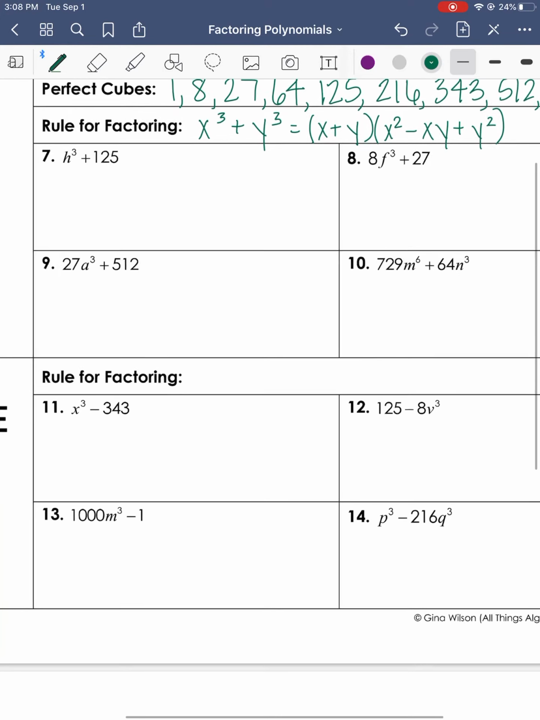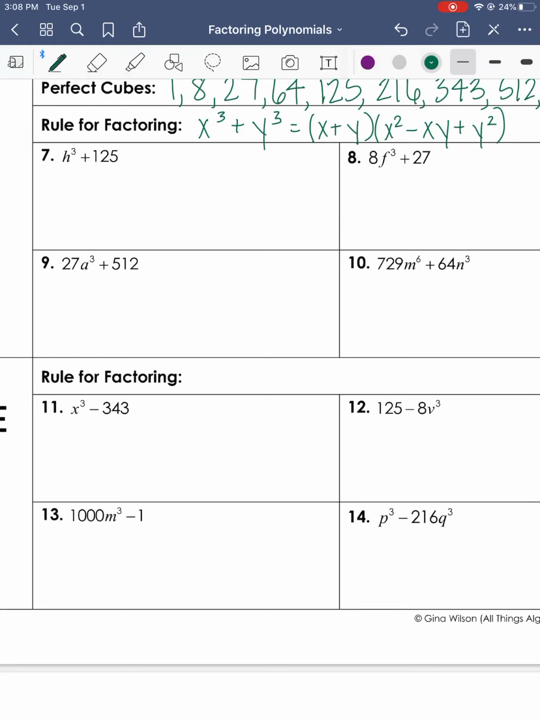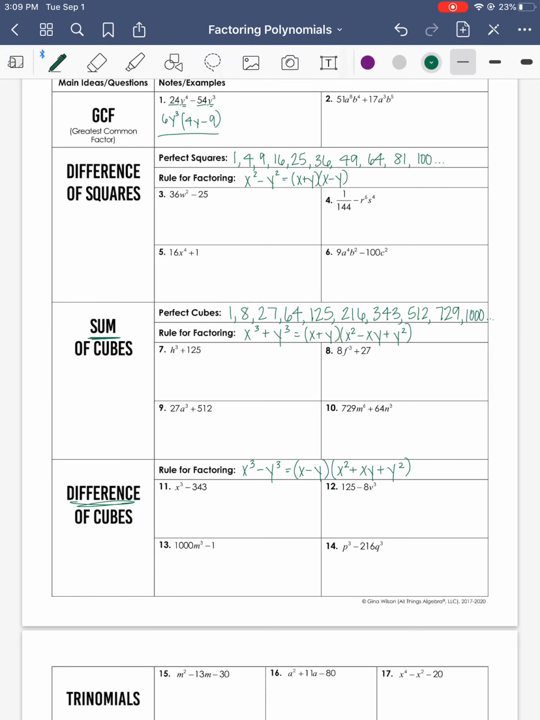And the rule for factoring a difference of cubes, like I said, is very similar. If you have x cubed, now we're subtracting the other cube, that is going to be equal to x minus y, and then your trinomial will be x squared plus xy plus y squared. Okay, so there's no way around it. You're going to have to memorize those.